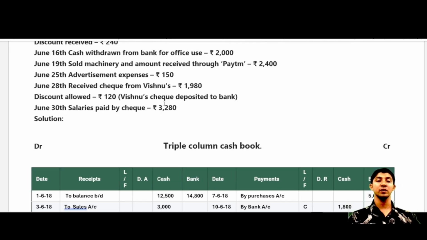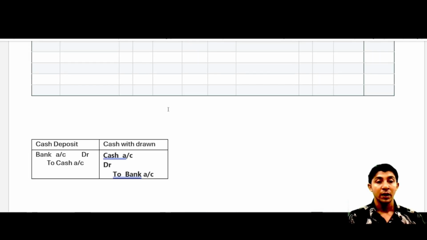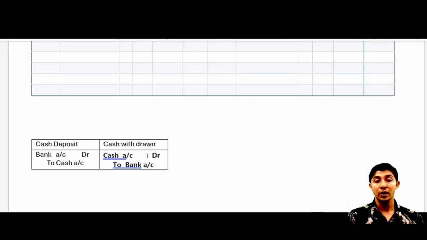Now let us move towards the next transaction, that is on 16th June, cash withdrawn from bank for office use. So immediately we will go for the journal entry of cash withdrawn. What is the journal entry? Cash is coming into the business. So debit what comes in, cash account debtor, to bank, which is a giver, so to bank account. This is the journal entry for cash withdrawn. Why are we making a journal entry? Because this is a contra entry. You went to the bank, withdrew cash, and brought it and placed it in the cash box in the business.